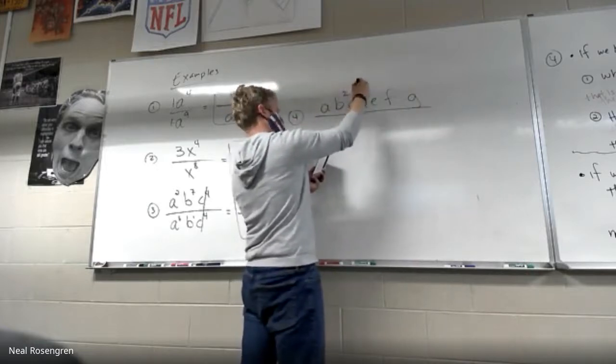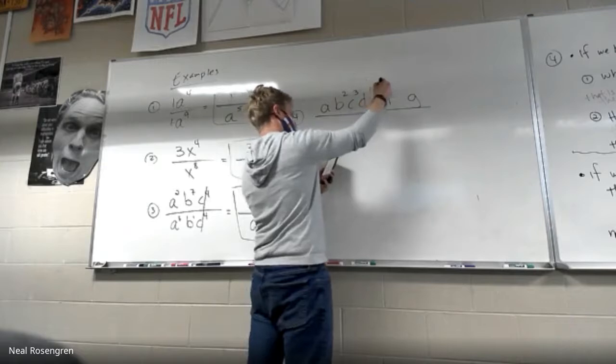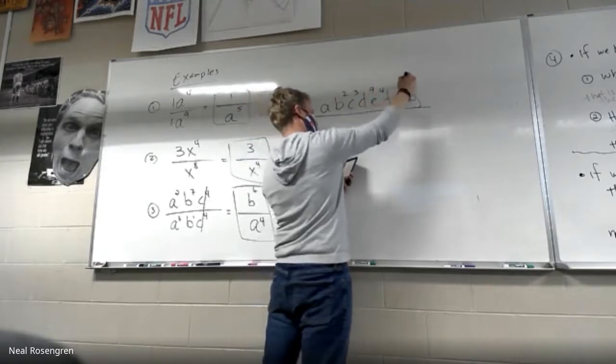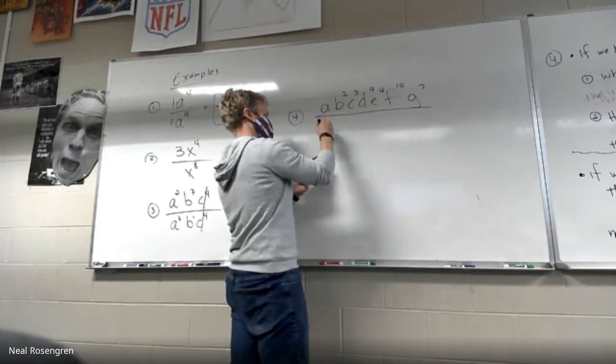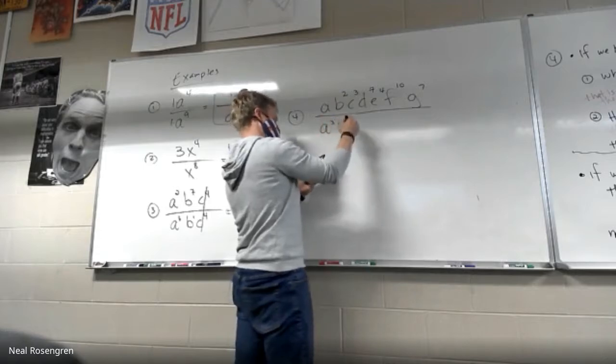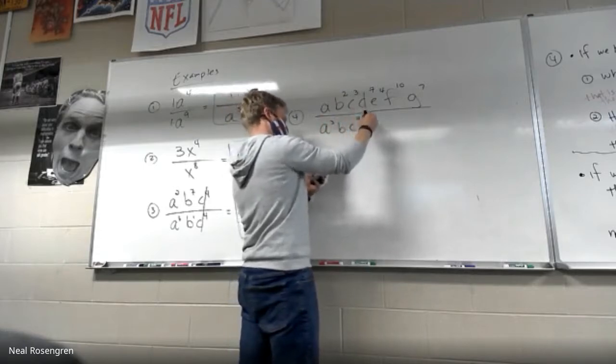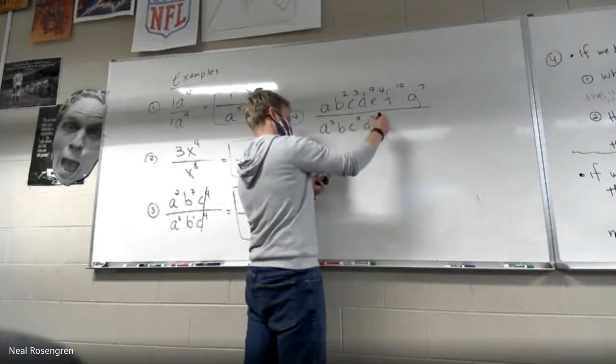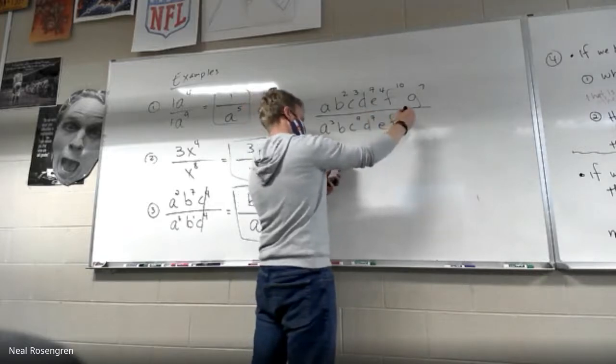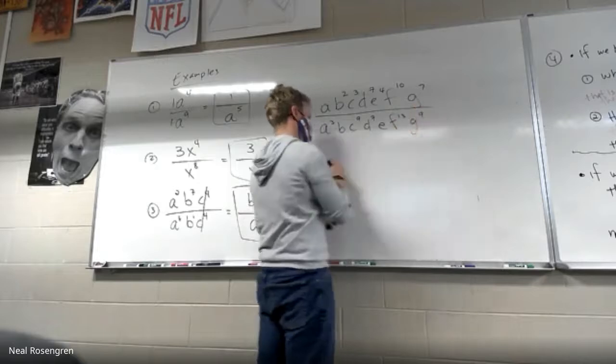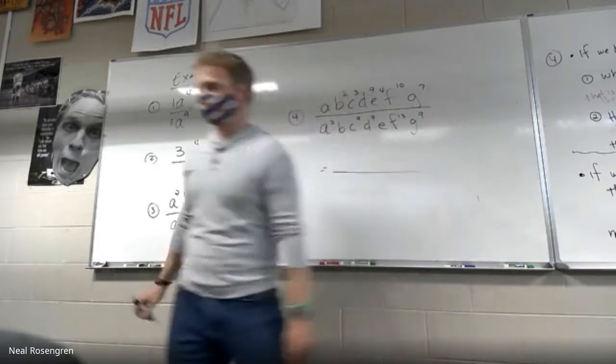A, B squared, C to the third, D to the seventh, E to the fourth, F to the 10th, G to the seventh, over A to the third, B, C to the ninth, D to the seventh, E, F to the 13th, G to the ninth. Your turn.